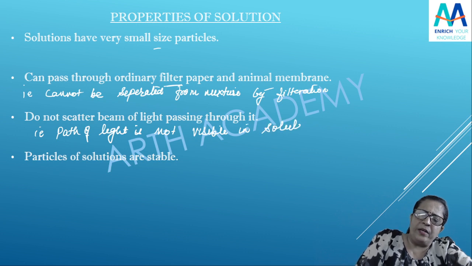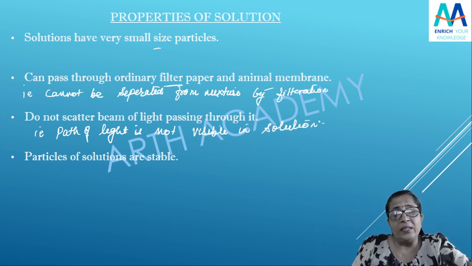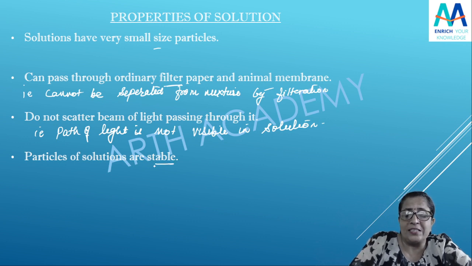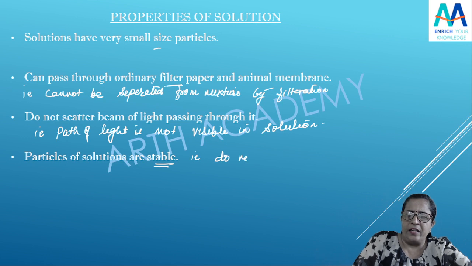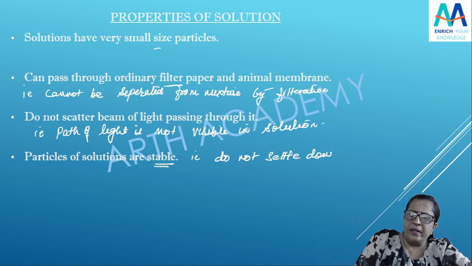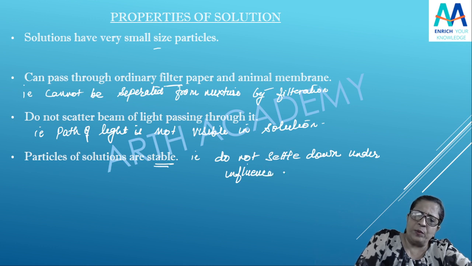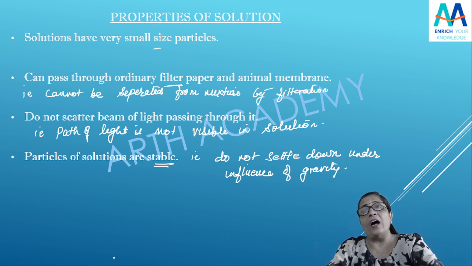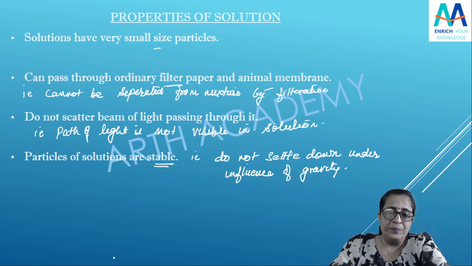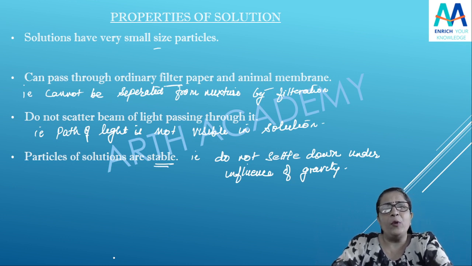The last property of a solution, I can say that the particles of the solutions are stable. Stable, that means they do not settle. Settle नहीं होंगे वो लोग. Yes, they will not settle down under the influence of gravity. Gravity के influence में भी settle नहीं होंगे. That means we can say that the particles of the solutions are stable. Got it? So ये थी आपकी properties of solution.